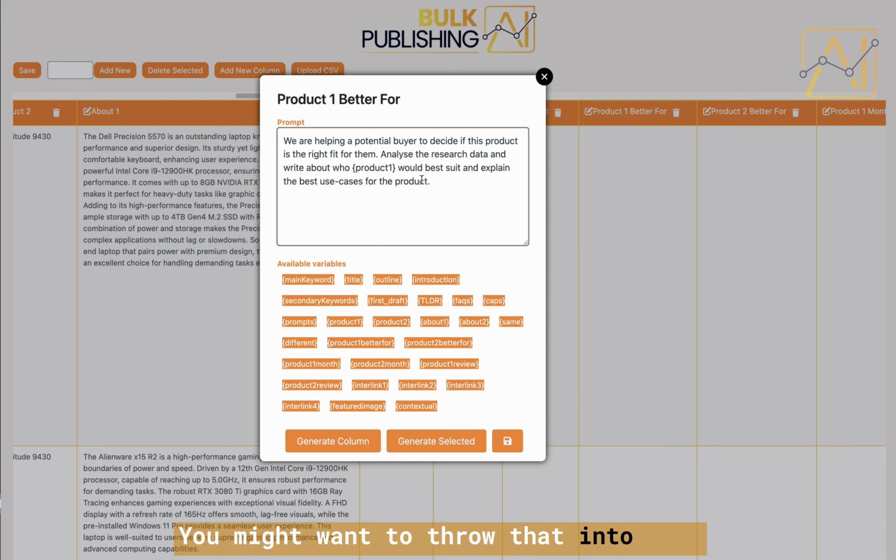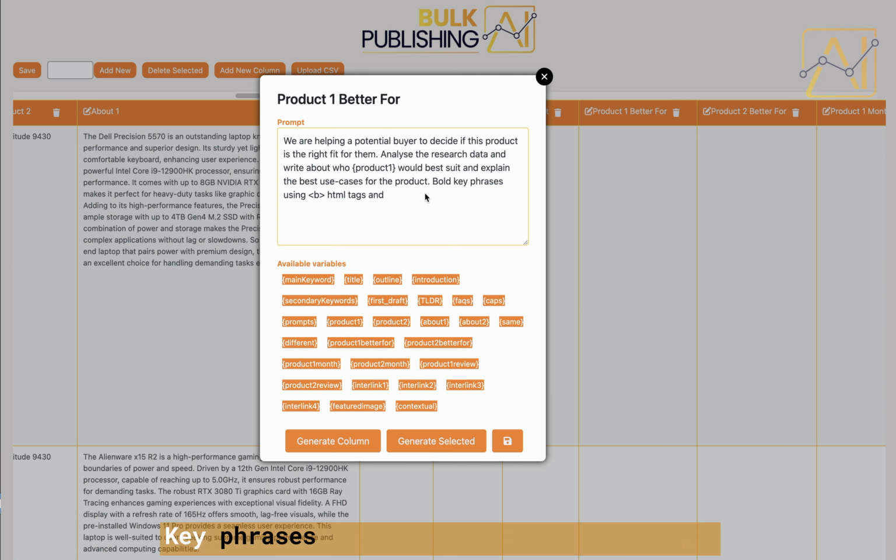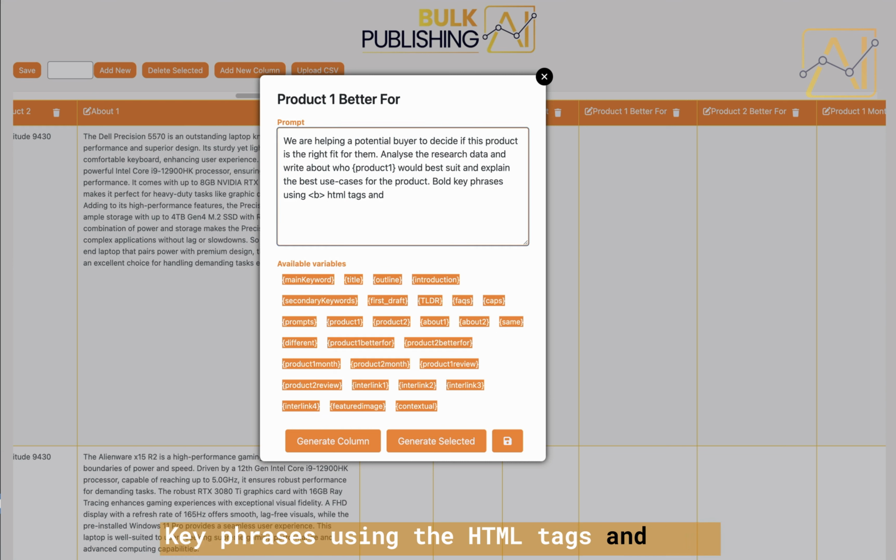You might want to throw that into ChatGPT and get it to do a better job. I feel like that was a really poor job, but it's fine. Who product 1 would best suit. Structure. Bold key phrases using B HTML tags. And do I want it to use subheadings within this? We could get it to use H3 subheadings. I don't think that's necessary. I'm just doing too much here.